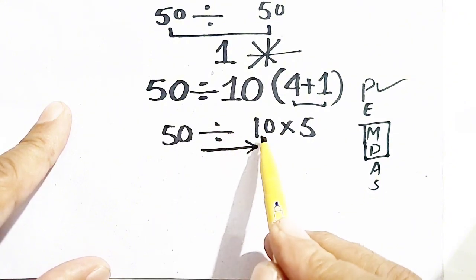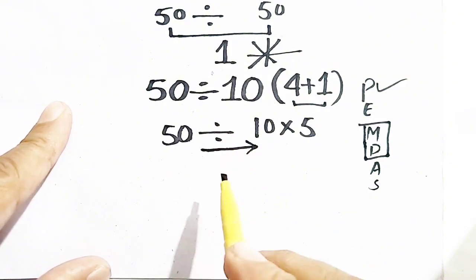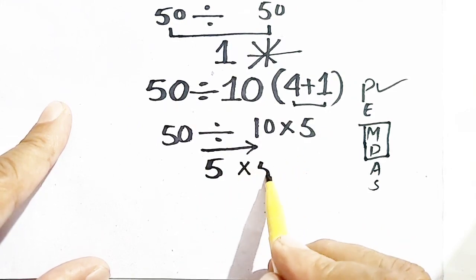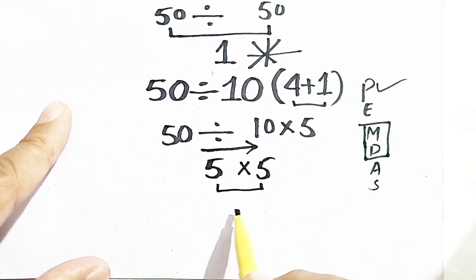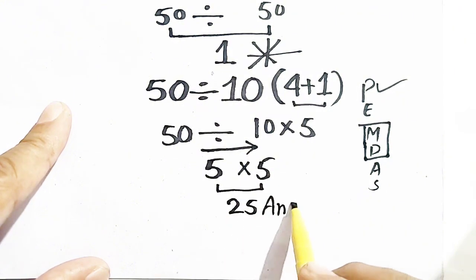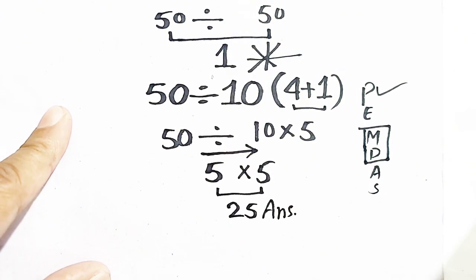So 50 divided by 10 will be equal to 5, times 5. So 5 times 5 will be equal to 25, which is our answer.